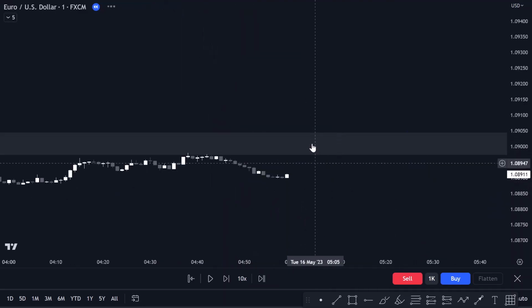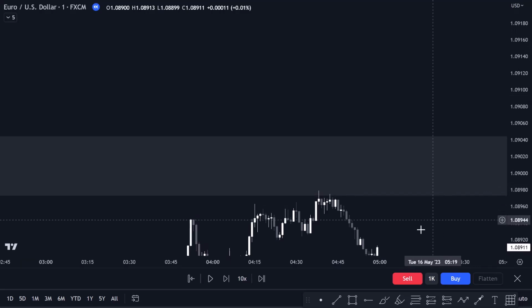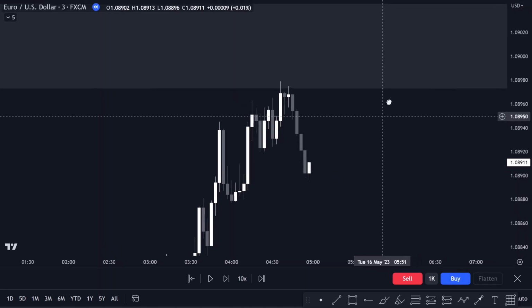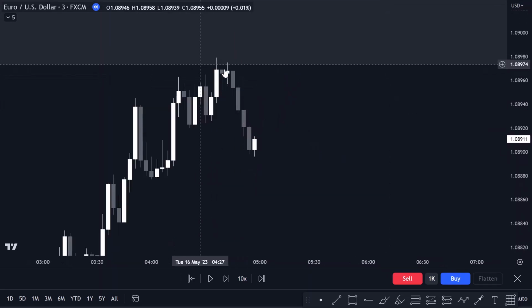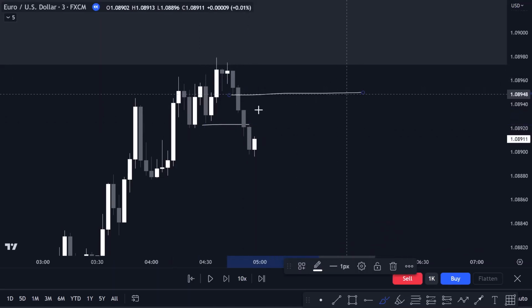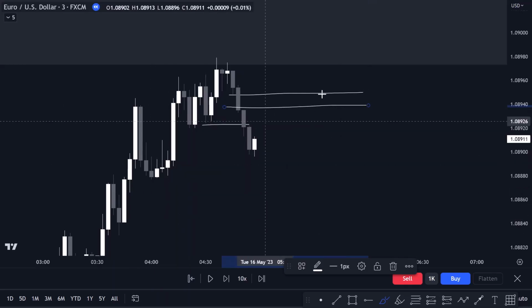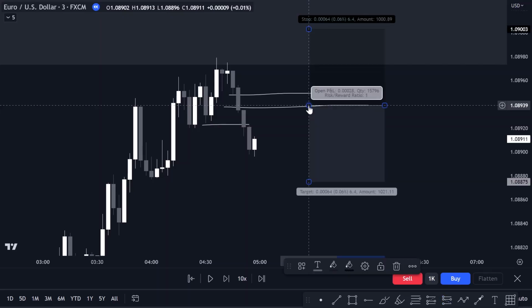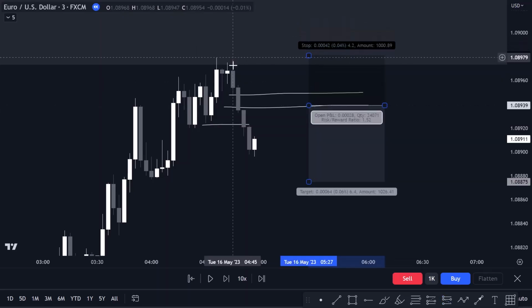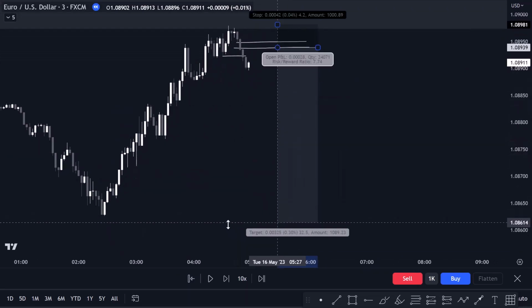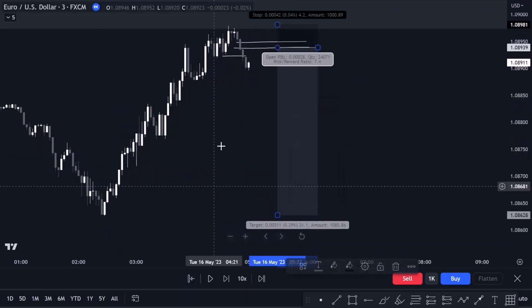Now, if I go to the 1 minute to look for an entry, or actually 3 minutes, because it looks cleaner, a clear rejection from this point of interest to the downside, giving me a change of character here and this fair value gap here. Okay, so I'd enter from here, and a stop loss just above here, and I'll target, let's say, that's what people do, okay? They're going to target this low here.